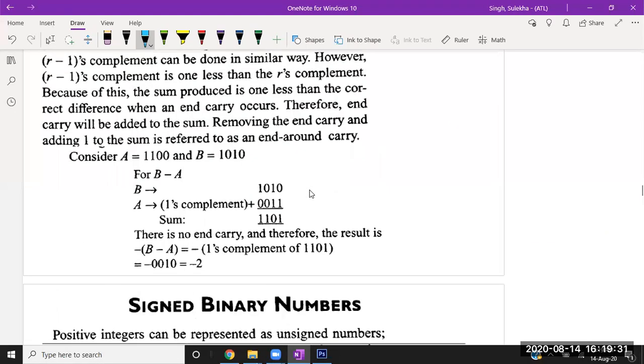Now if I take the second case where we reverse the numbers, like a is less than b, and do the same thing, I will take b minus a. So I am writing b as it is and one's complement of a. When I add up, I will land with 4 digits.